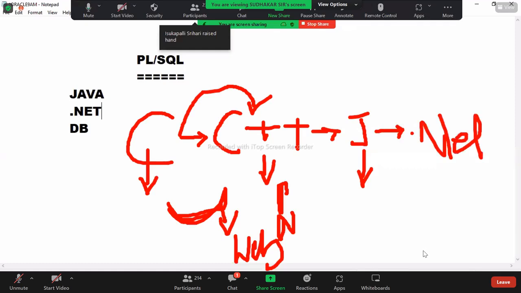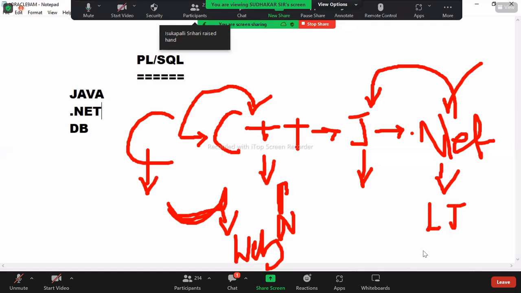After Java, in 2002, I think, they started .NET, a Microsoft product that was introduced. Why did they introduce .NET? When you compare it to Java, there are so many advanced things in .NET, some features which are not there in Java. For example, language interoperability is one feature in .NET, but this feature is not there in Java.